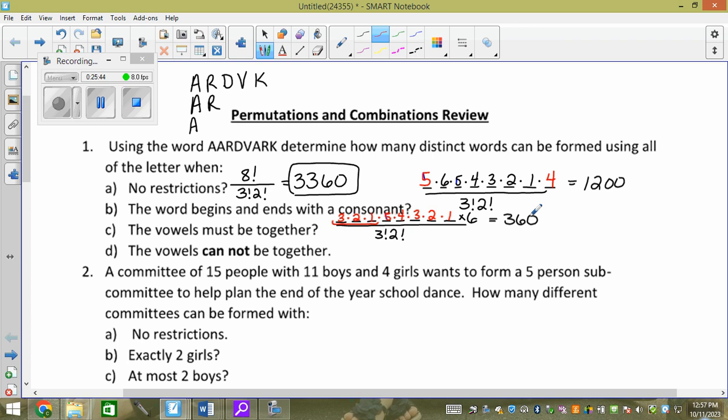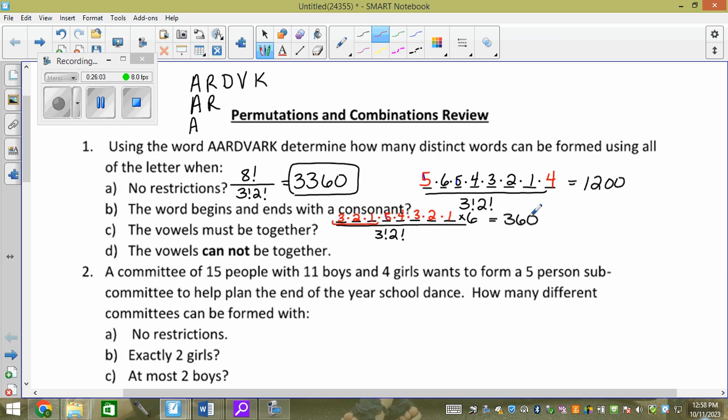Now, the vowels cannot be together. Do you suppose I'm going to give you a question where something can't be together tomorrow? Yeah, I absolutely am. If you're like, no, I hope she doesn't. She's me. I know what's on it. It's absolutely going to give you one where they're not together.